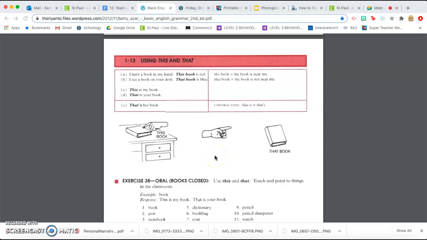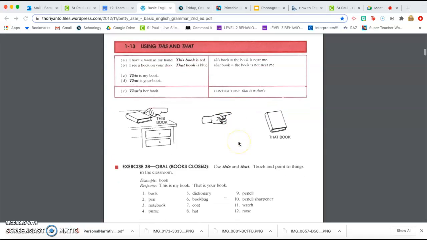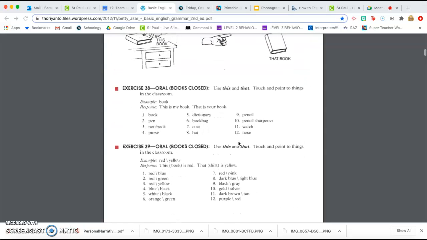You can make one contraction with the word that only. You cannot do it with this, but you could say, that's her book. When you make a contraction, that's, it means that is together. You take out the i, you put in that apostrophe, and you create that's. That's her book.